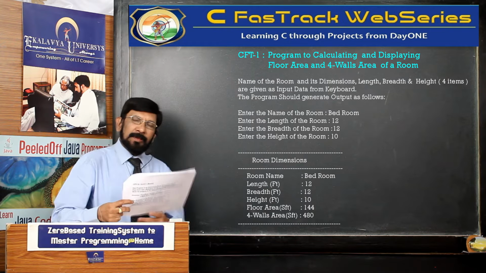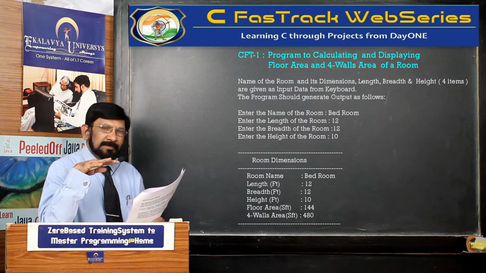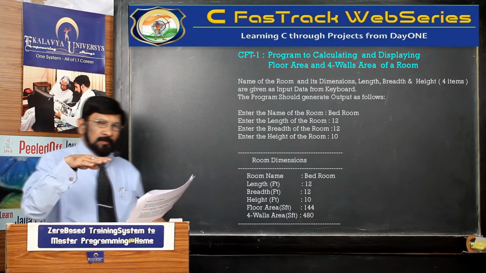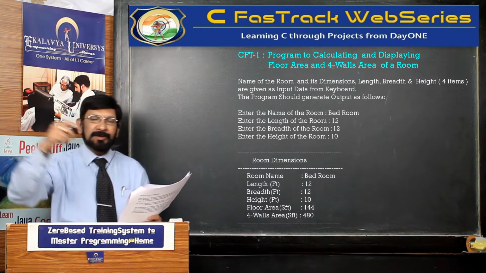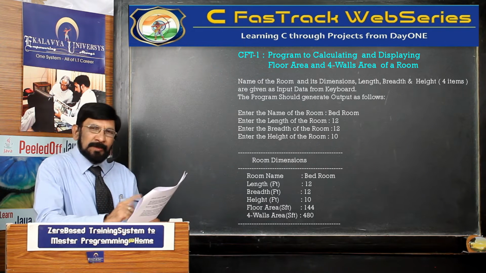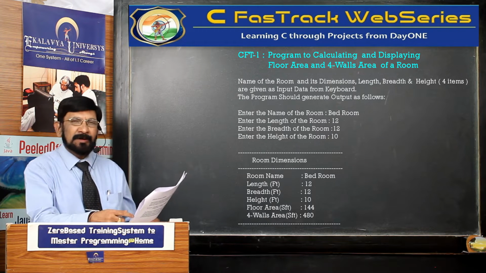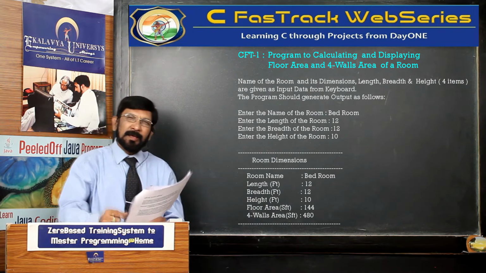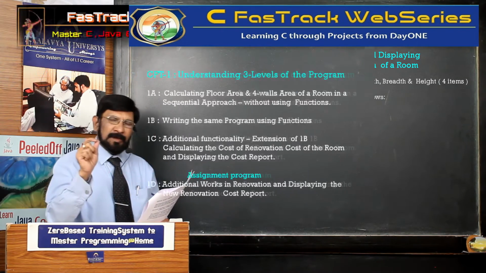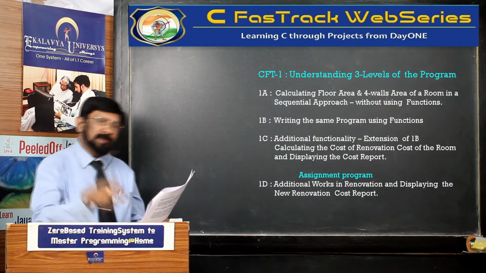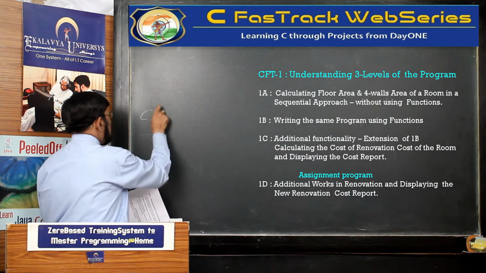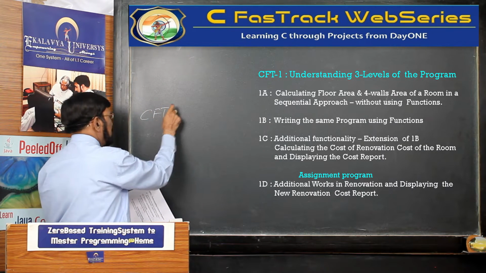Now, this is the basic program. As I already told you, it goes from basic to advanced. The same program you work out in 4 levels. By that, you can reach the advanced level. Today itself, just a matter of 1 hour of effort, maximum 2 hours of effort, you will be in a position to write this program, regardless of your programming background. If you know simple C basics, that is enough. Okay. Now, CFT, C Fast Track Series 1.